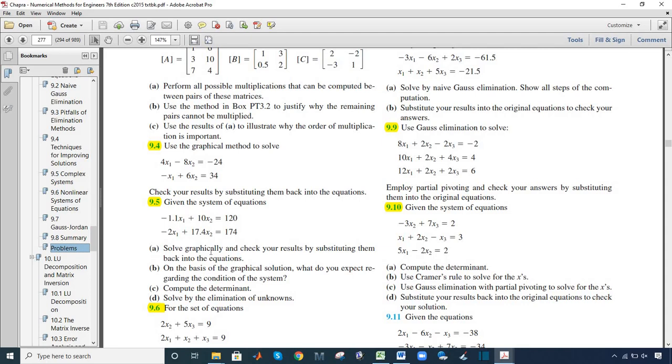First part is solved. And B part, on the basis of the graphical solution, what do you expect regarding the condition of system? You have to tell about the condition of system.